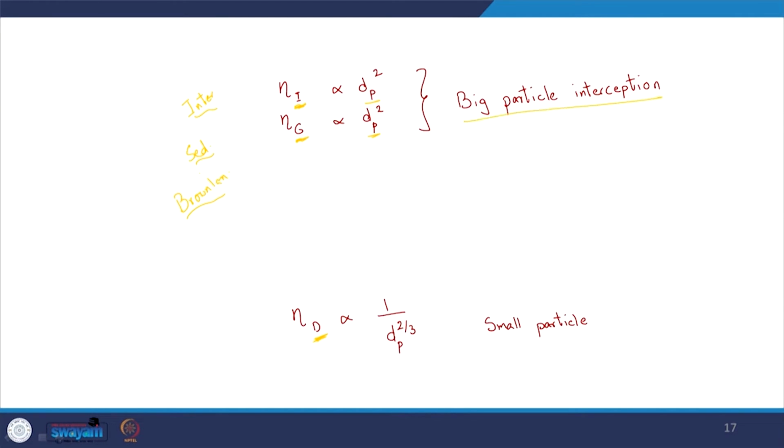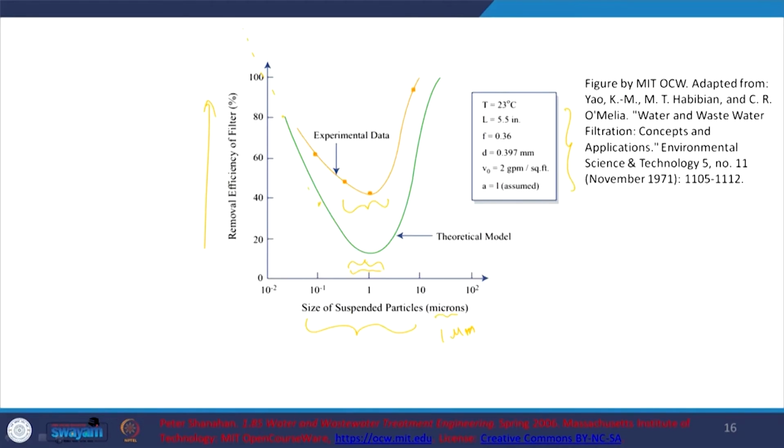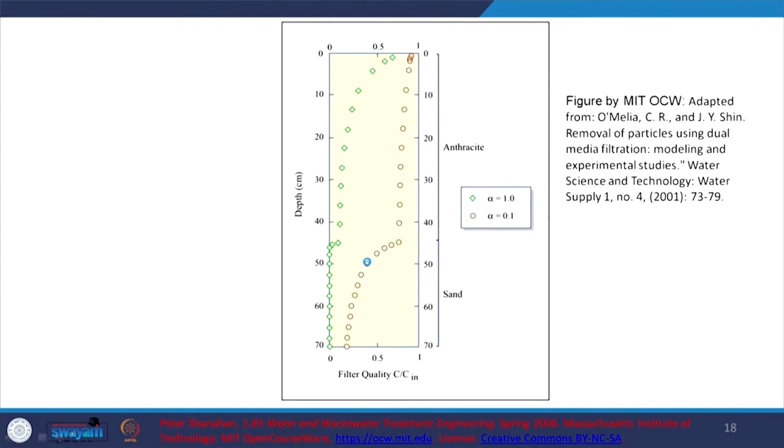So, big particle interception typically occurs by these two ways. With respect to smaller particles, it is due to diffusion or Brownian motion. That is what you see, and thus as the diameter of the particle decreases, the efficiency of removal by diffusion or Brownian motion increases. That is what you see out here. Let us move on.